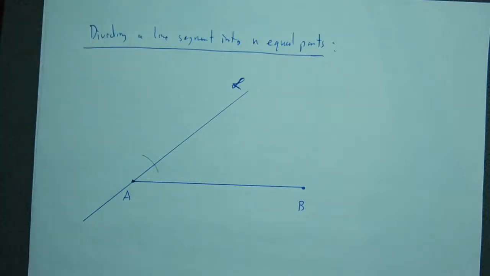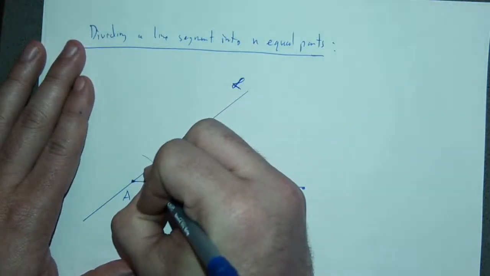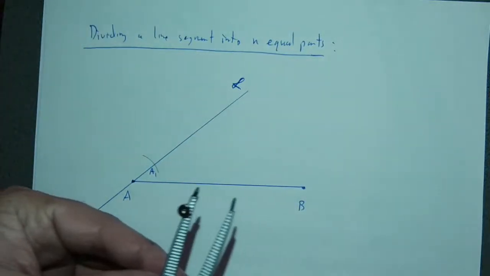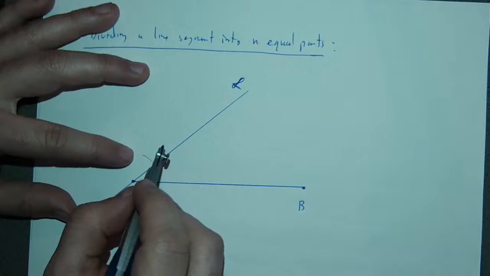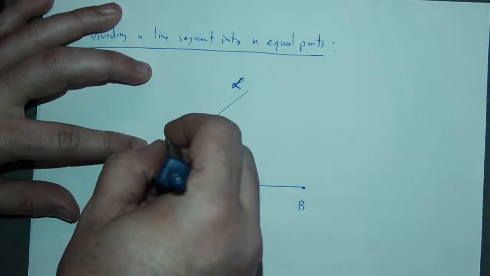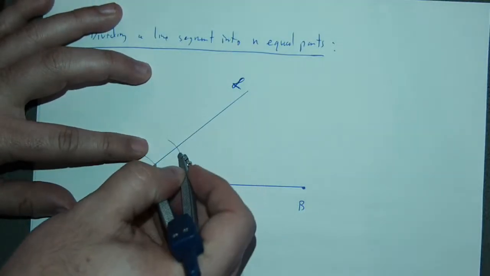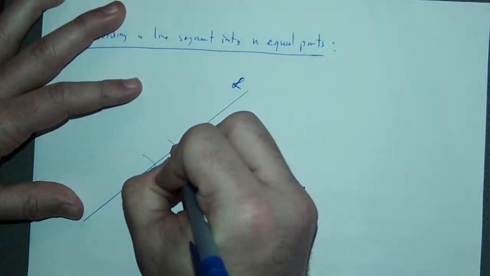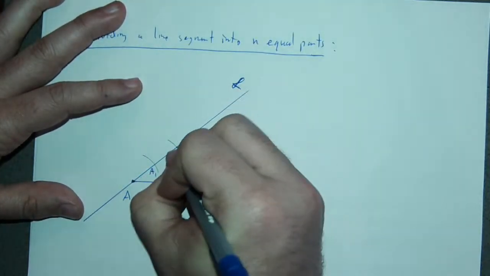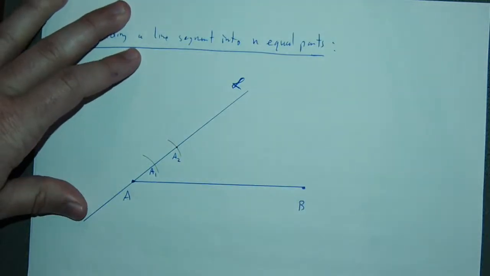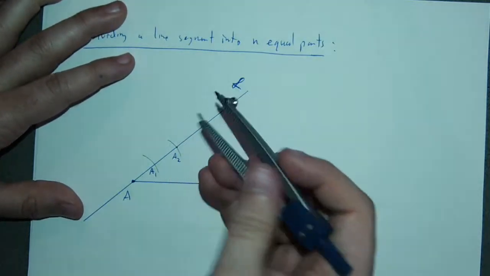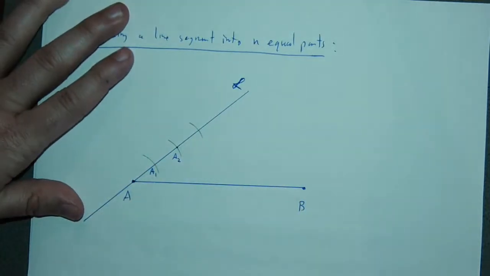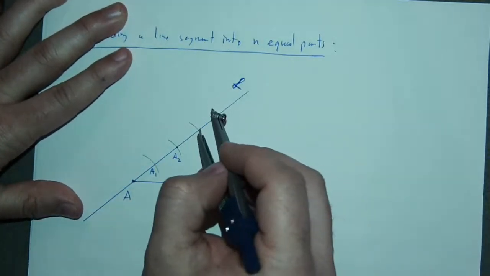Okay, so here's A sub 1, and keeping my radius the same, I now put my compass at A sub 1 and mark off the next point along L. So here's A sub 2. I continue doing that. And let's do a couple more.